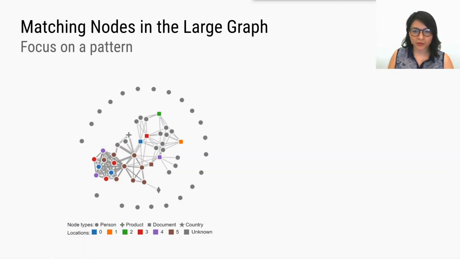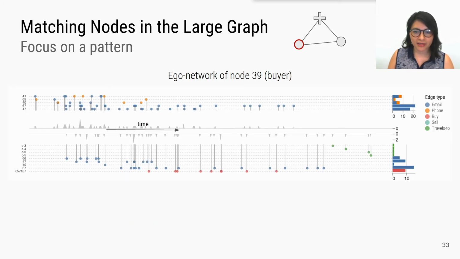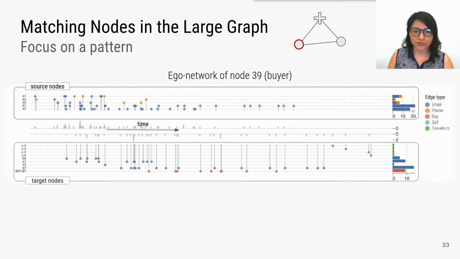To have a starting point for matching nodes in the large graph, we decided to focus on the buyer-product-seller pattern. In particular, we focused on the buyer, since it had connections with several other people and has also traveled to some countries. We visualize the ego network of the buyer, where we can see their in and out connections through time. We can see their communication exchanges and buying and travel activity.